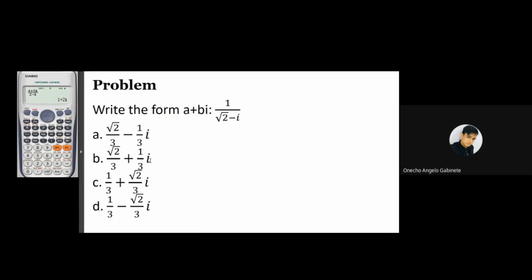Next, write in the form 1 divided by square root of 2 minus i. So the answer is square root of 2 over 3 plus 1/3 i. Letter B.